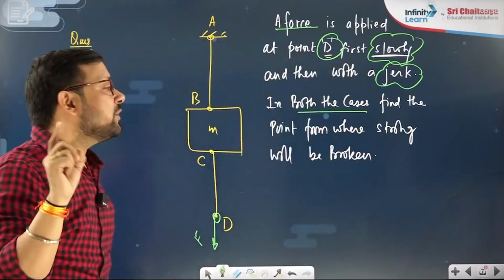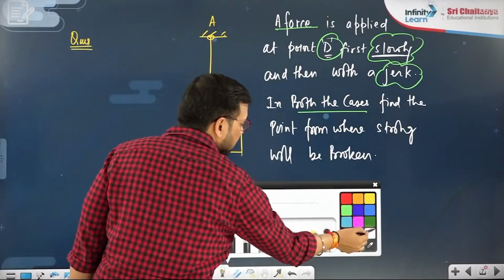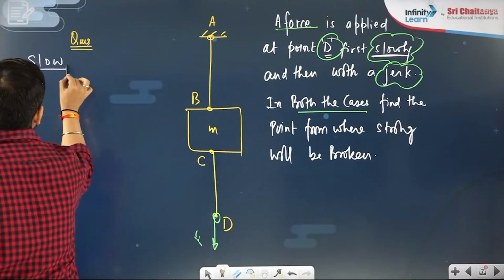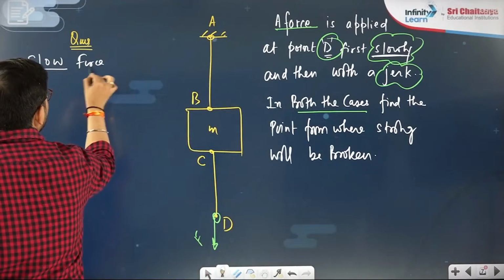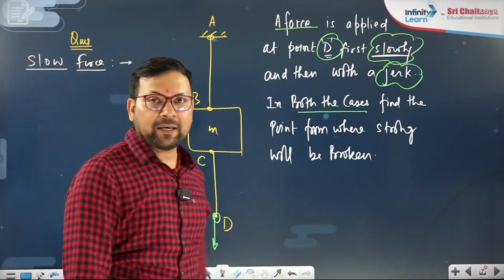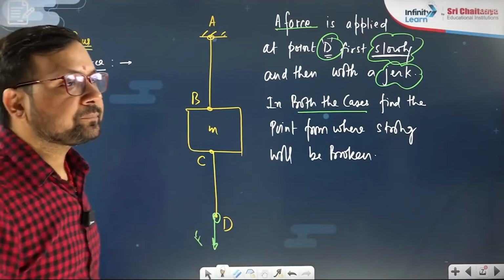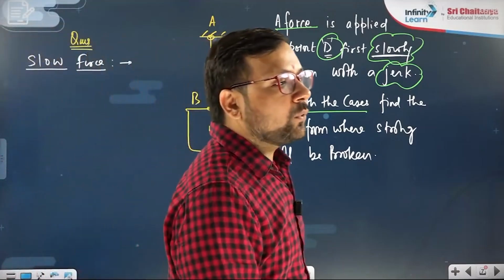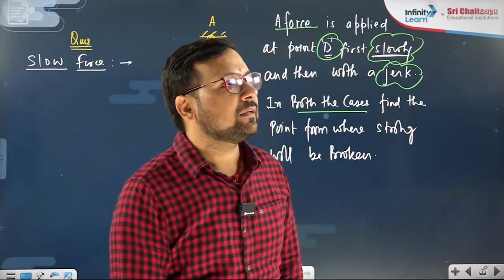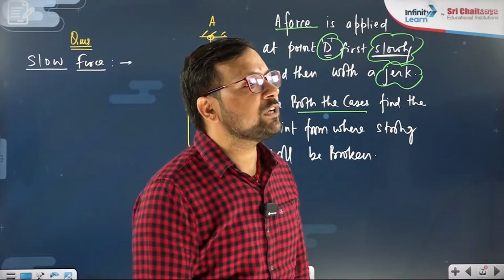Where is the probability? First case, tell me the answer for the slow case, everyone. This way you will write, I will not be able to judge the answer. I am applying slow force. Which point could be the breaking point? Slow force I am applying, which point? Okay, Gautam is saying A, Balu is saying C, someone is saying B also, okay.